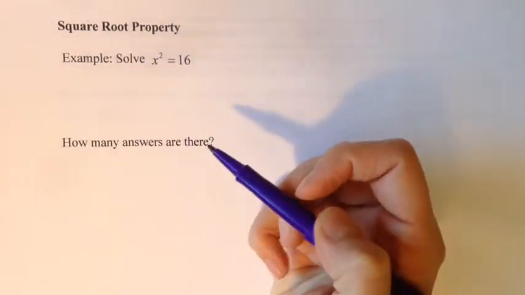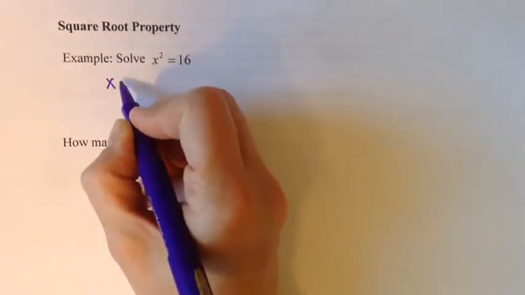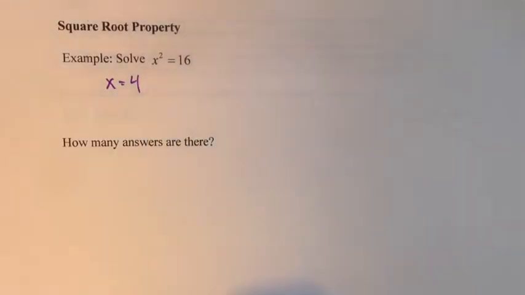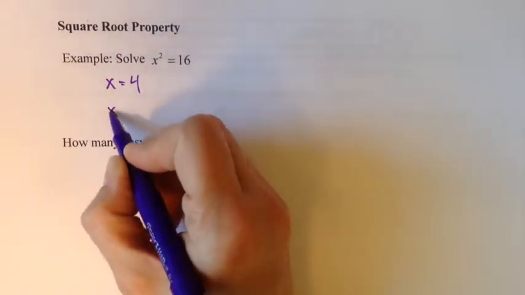For starters, let's try to solve x squared equals 16. You can probably solve this by inspection. We're looking for a number that when it's squared equals 16. That number has got to be 4. However, there's one other possible answer. Negative 4 multiplied by negative 4 is also 16. So we're going to end up with these two answers.